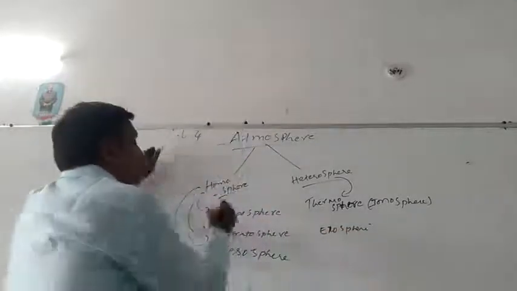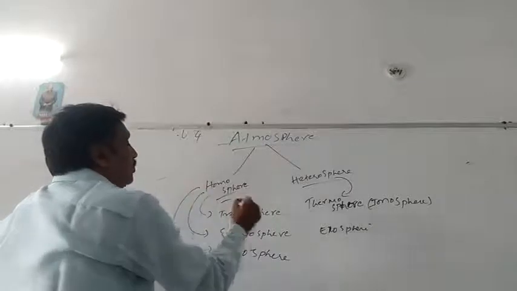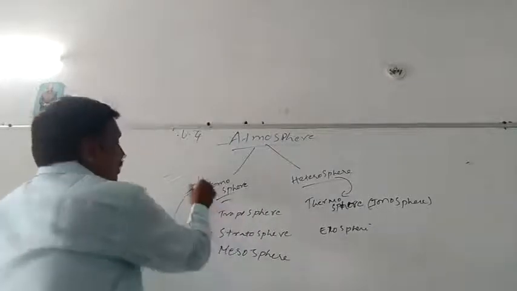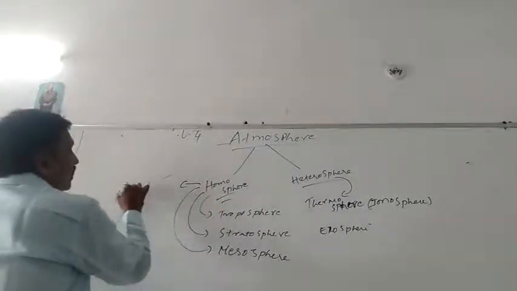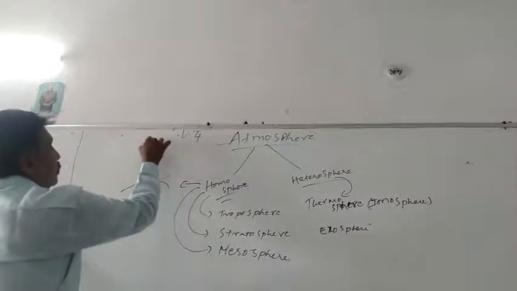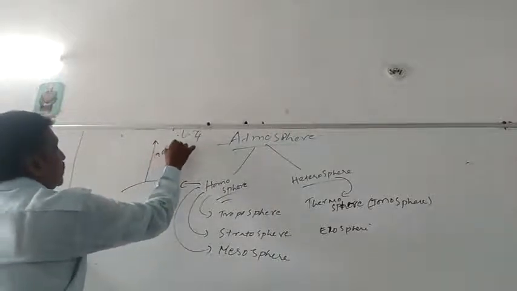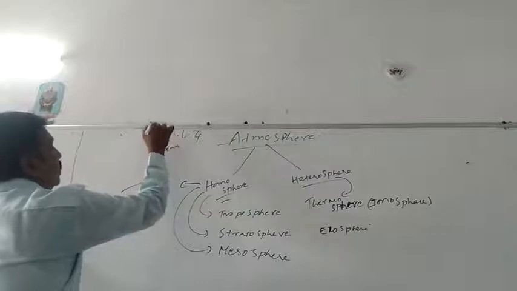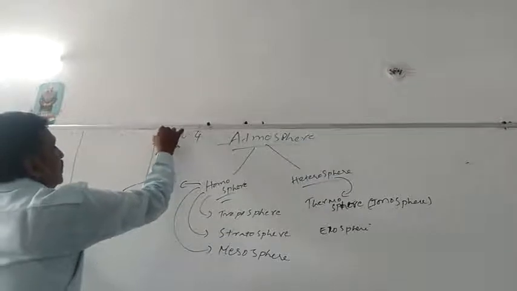The homosphere extends up to 90 kilometers from the surface of the Earth. If you travel up from the surface to 90 kilometers, it is homosphere. Above this 90 kilometers, it is heterosphere.